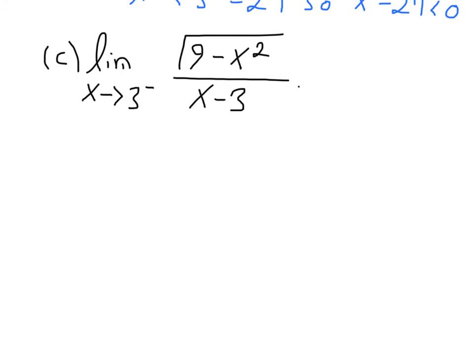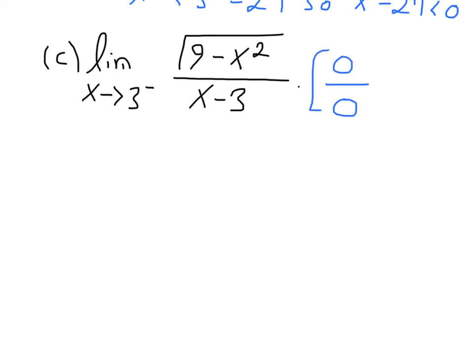Alright, so as usual, the first thing that we should do is try to determine if 3 in this case is in the domain of this function. And if we check, well, when x is equal to 3, our denominator is going to be 3 minus 3, which is 0. Alright, so definitely not in the domain of the function. And let's take a look at what happens with the numerator in this case. When x is equal to 3, the numerator is root 9 minus 3 squared, which is to say root 9 minus 9, root of 0, which is 0.